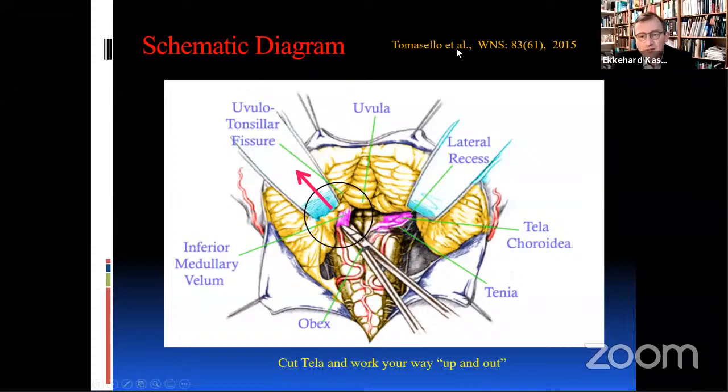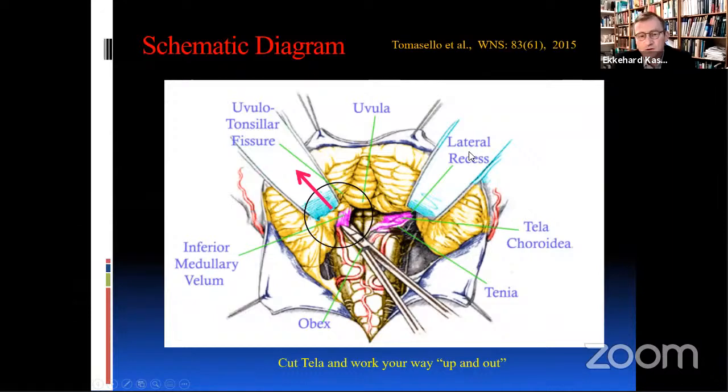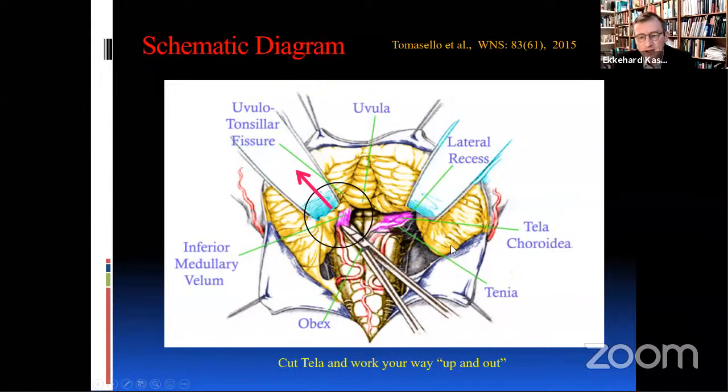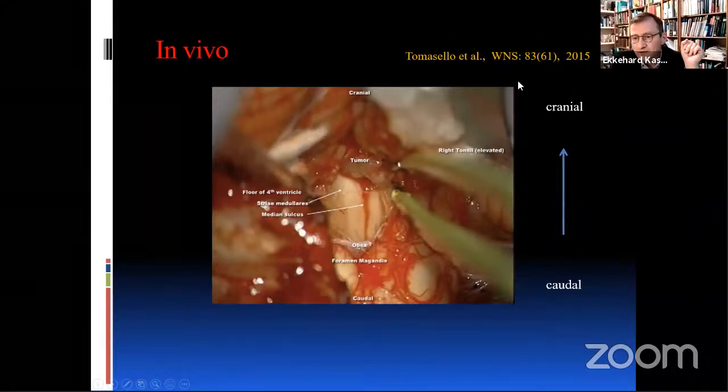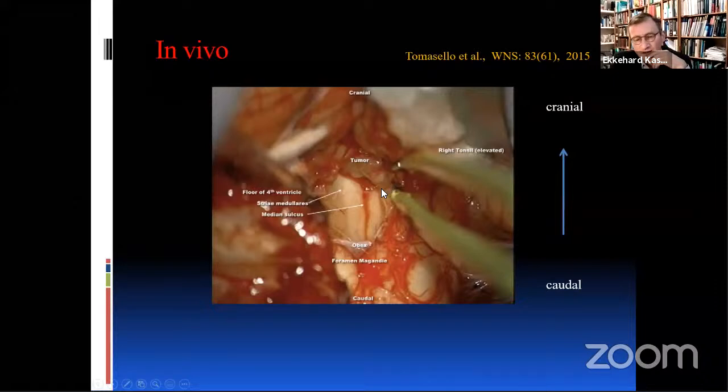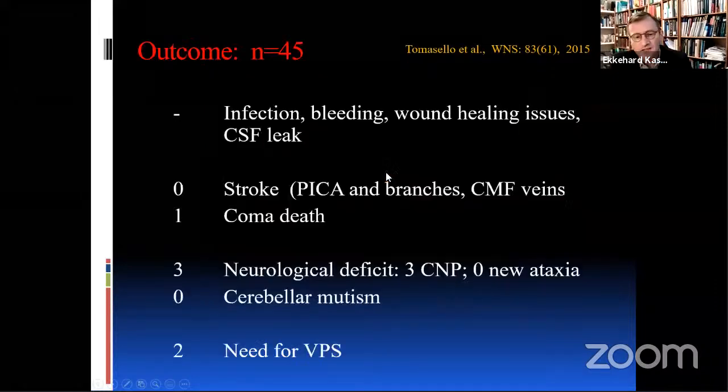Now, this is a nice paper that I recommend for all learners to read. Tomasello published this in World Neurosurgery 5 years ago. It shows you a schematic diagram of exactly what I had shown you with this idea of 45 degrees and up and out. And sorry, there's somebody stepping outside. This is a small video clip that I have included in their paper, which all of you can briefly go through. You see the tumor in the 4th ventricle, you see the obex, they elevate the right-sided tonsil, and then they buzz the lesion before they have complete access.